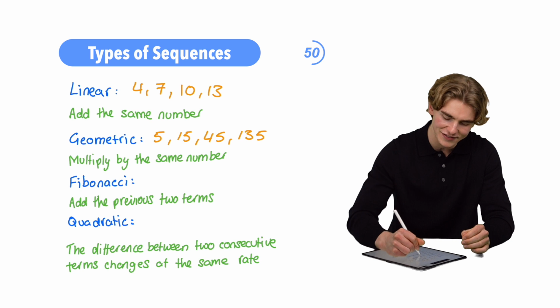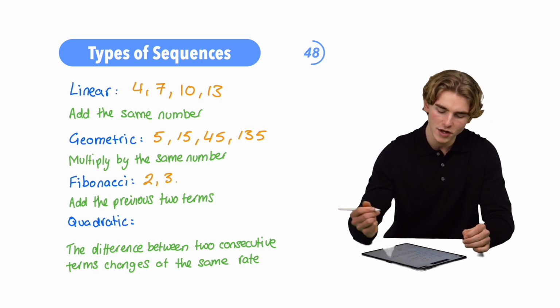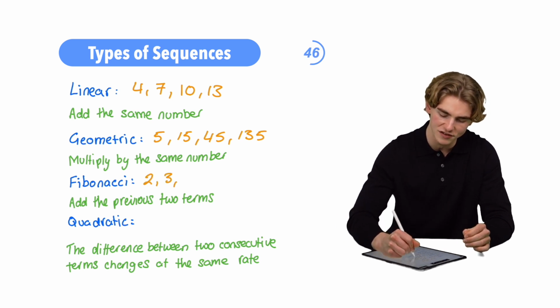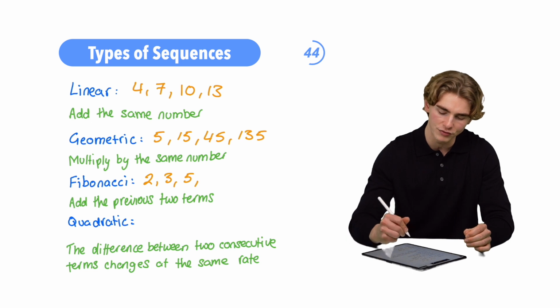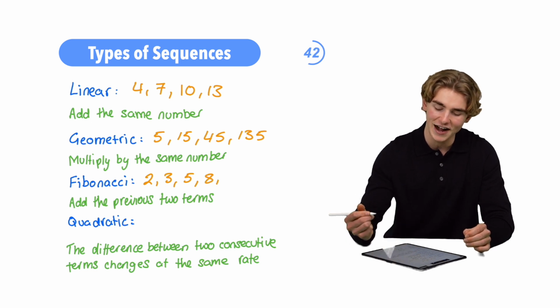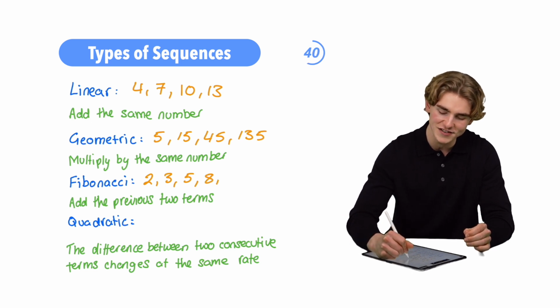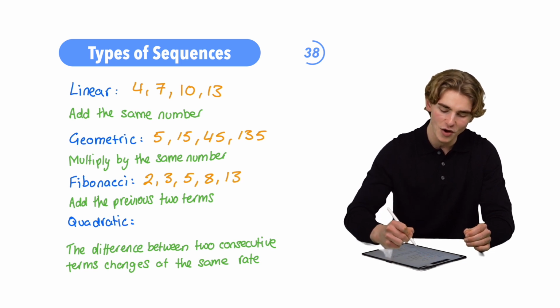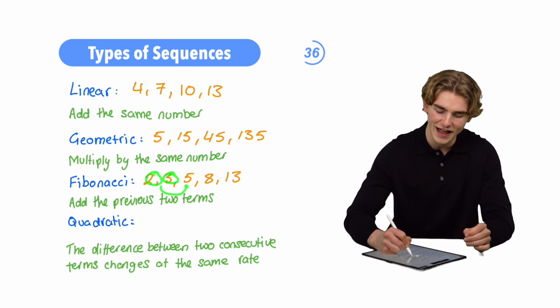So let's say that our sequence starts with 2, 3. To get our third term, we're going to do 2 plus 3, which is 5. To get our fourth term, we're going to do 3 plus 5, which is 8. And to get our fifth term, we're going to do 5 plus 8, which is going to be 13. In each case, we add the previous 2 terms to get the next term.